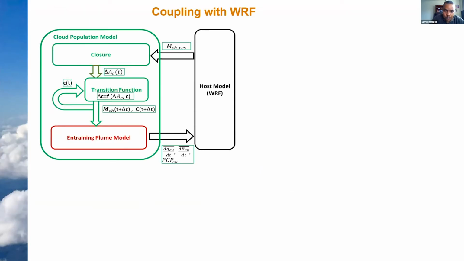Then we couple this with WRF. So the idea here is we get closure, that is, we assume that the convective area fraction is proportional to the resolved mass flux, cloud-based mass flux. Then you get a change in convective area fraction. Then the cloud population model produces a size distribution of the cells. It advances forward. So you have a spectrum of convective cells with their own cloud-based mass flux. You feed it to an entraining plume model, which does its very simplified microphysics. And then you get the moistening tendency, heating tendency, and precipitation. So that's how we couple the cloud population model with WRF.